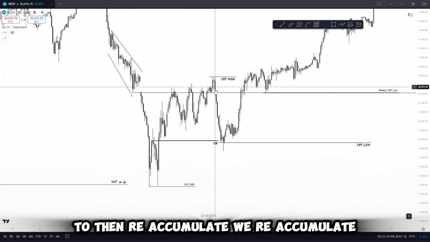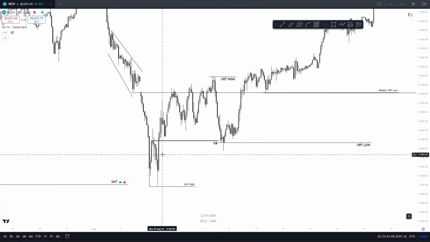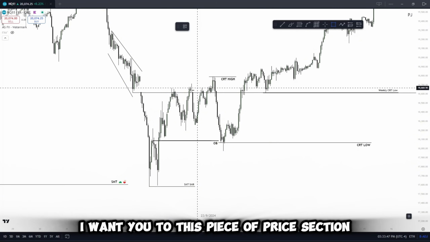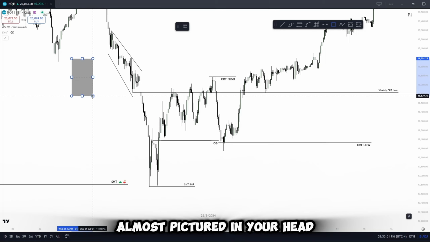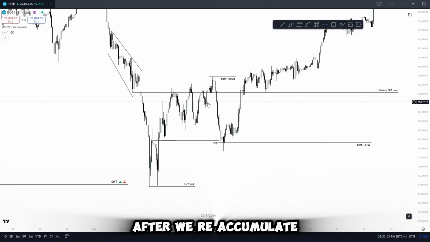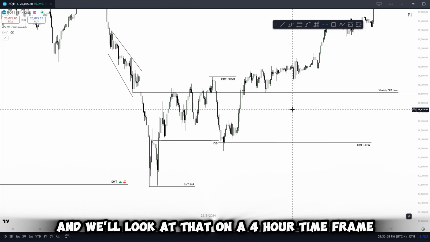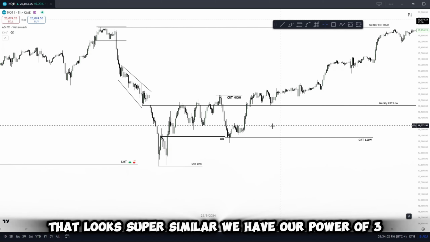We reaccumulate, manipulate the internal liquidity here into our order block FEG, and then deliver higher. I want you to almost picture this piece of price action in your head. After we reaccumulate, sweep the internal into the FEG here, and we'll look at that on a 4-hour time frame on a completely different piece of price action that looks super similar.